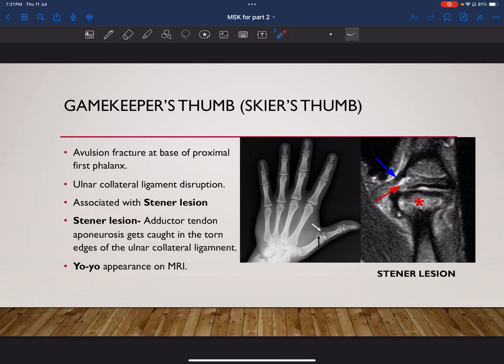Then there is something known as gamekeeper's thumb. It is an avulsion fracture of the proximal first phalanx. Okay, see here, there is a bony fragment. So this causes disruption of the ulnar collateral ligament.